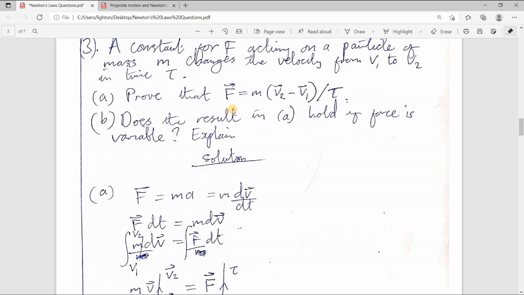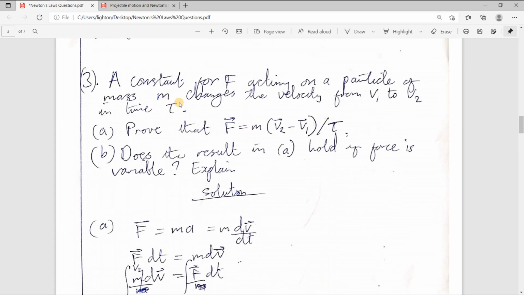A constant force F acting on a particle of mass m changes the velocity from v1 to v2 in time tau. Now prove that F is equal to m (v2 minus v1) over tau. And does this result hold if the force is variable? So does this result hold if we have a variable force?